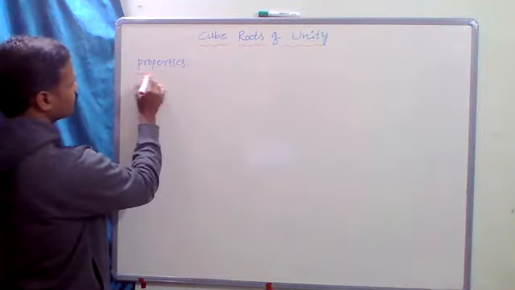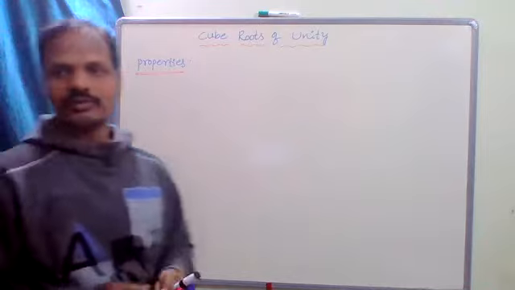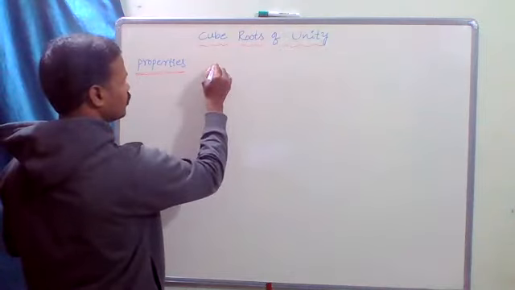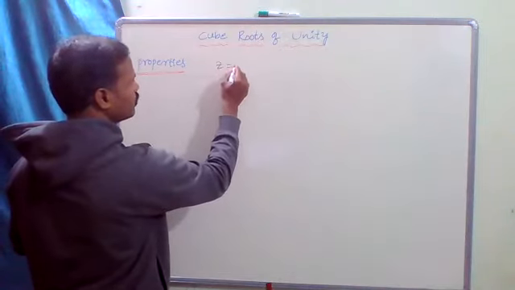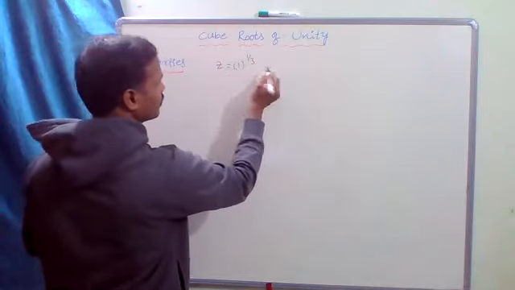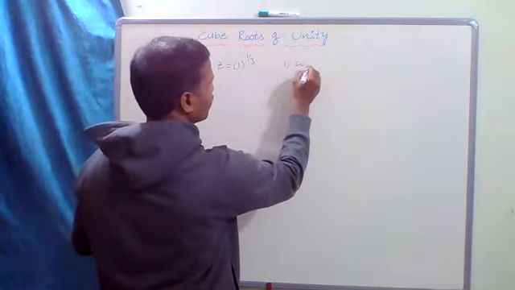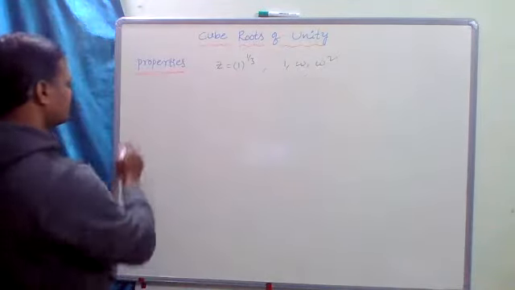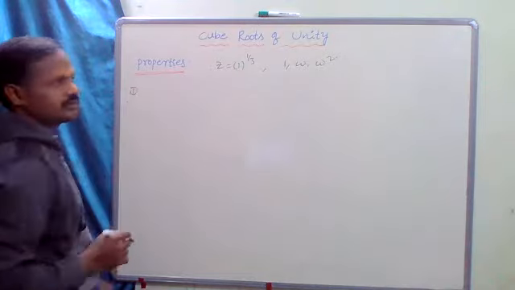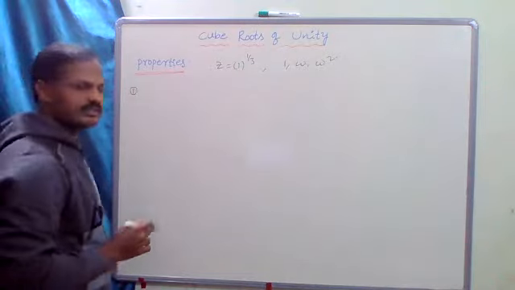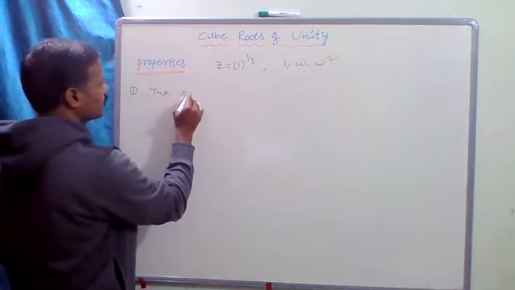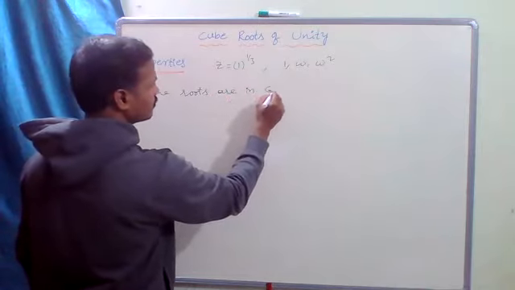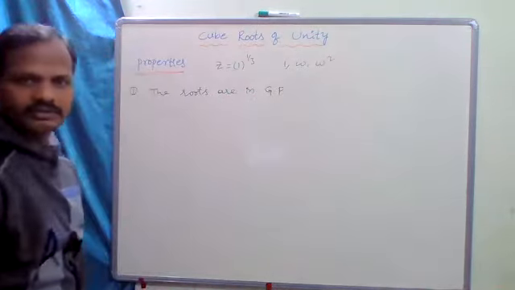Okay, so properties of cube roots of unity. What are the roots here? The cube roots of unity, that is z equal to 1 power 1 by 3. The roots are 1, omega, omega square. Now the first property: the roots are in GP. GP means geometric progression.